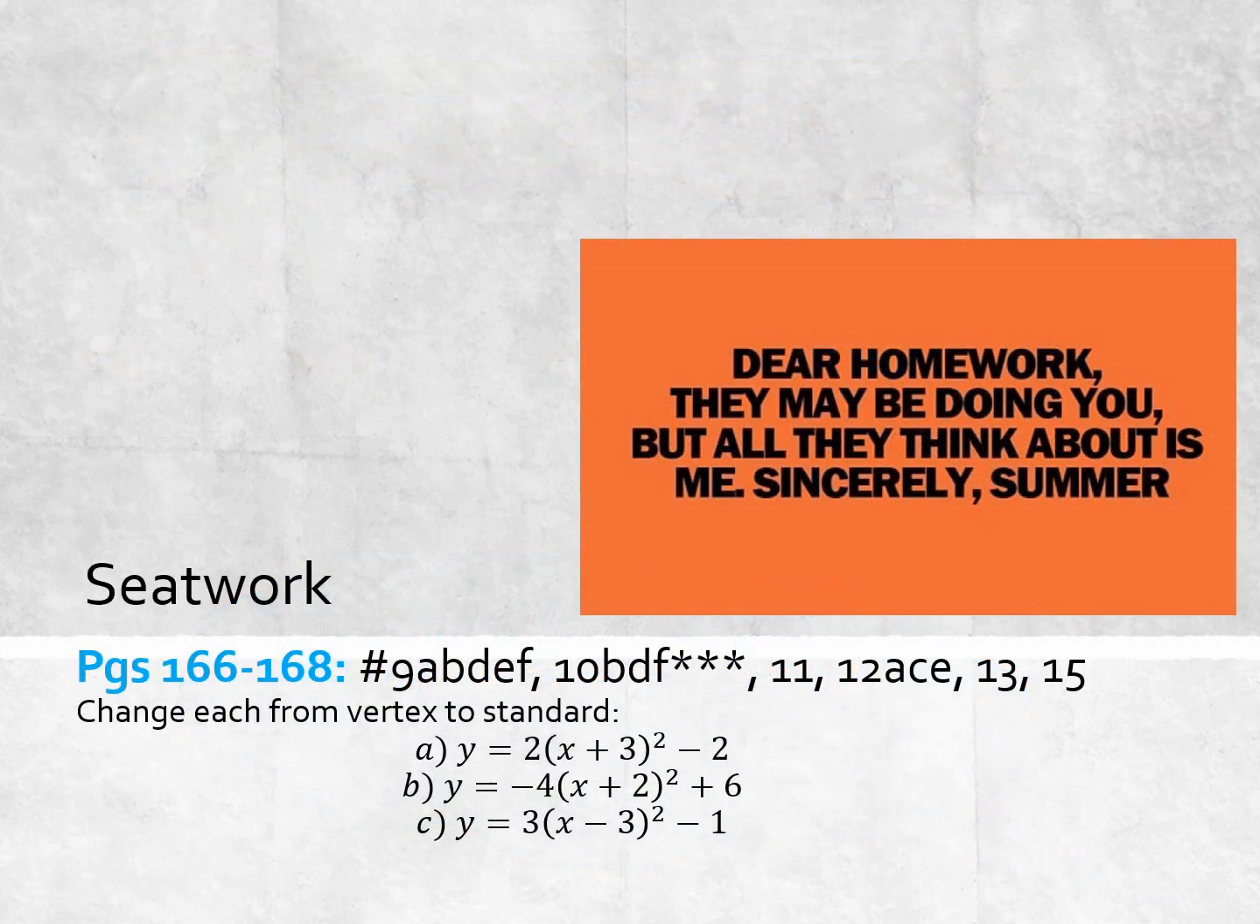And then there is your seat work for tomorrow's class when you come in on Friday. 9 A, B, D, E, F, 10 B, D, F. Those have asterisks because they're challenge questions. If you don't get them, that's okay. And then 11, 12, 13, 15. And then try these 3 on the bottom here that have changed each from vertex to standard form.